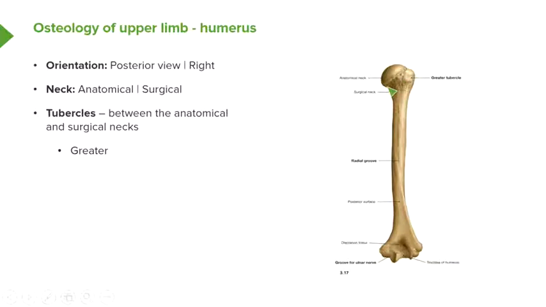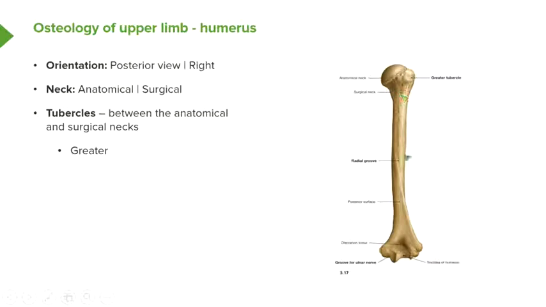But we can make out the position of the anatomical neck between the head of the humerus and the greater tubercle. And distal to the greater tubercle, we can see the surgical neck. We'll come back to the surgical neck because it has some important structures running around it. And therefore, fracture of the surgical neck can lead to some important functional deficits.